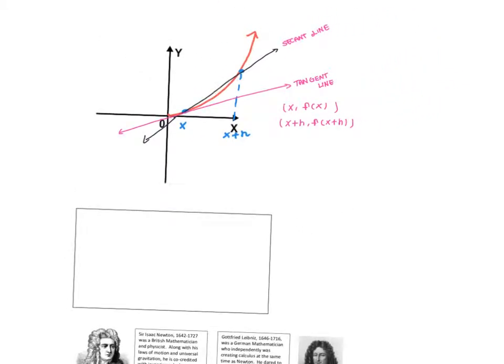So, to do that, I'm just going to use my slope formula because I have 2 points, x, f of x, and then x plus h, f of x plus h. You know that change in y over change in x is just y2 minus y1 over x2 minus x1. So y2 minus y1 over x2 minus x1. And you're going to simplify. This is your change in y over change in x. Well, those x's go away.